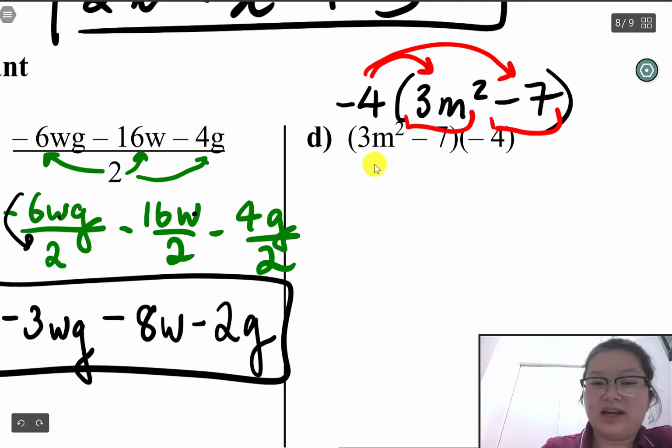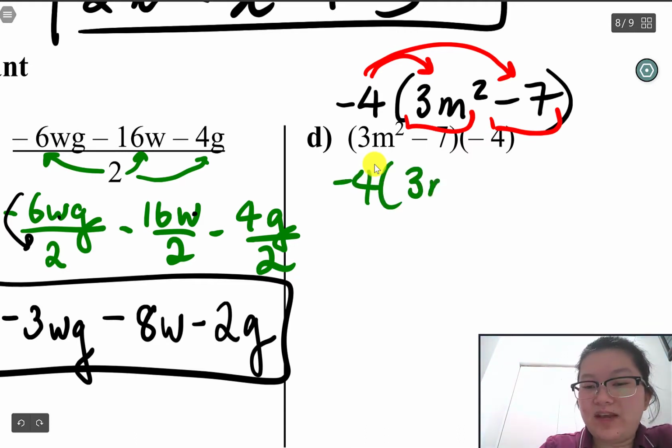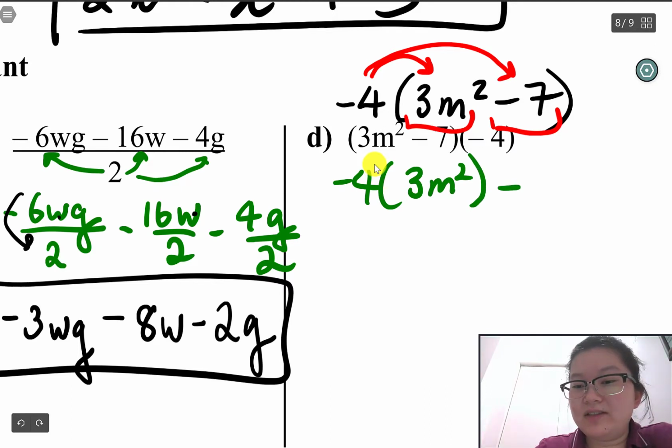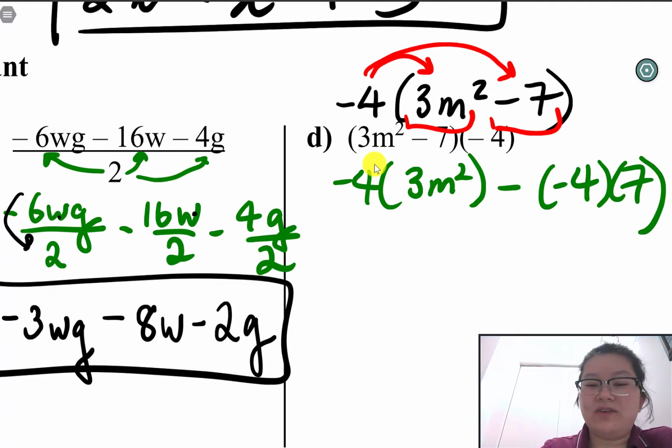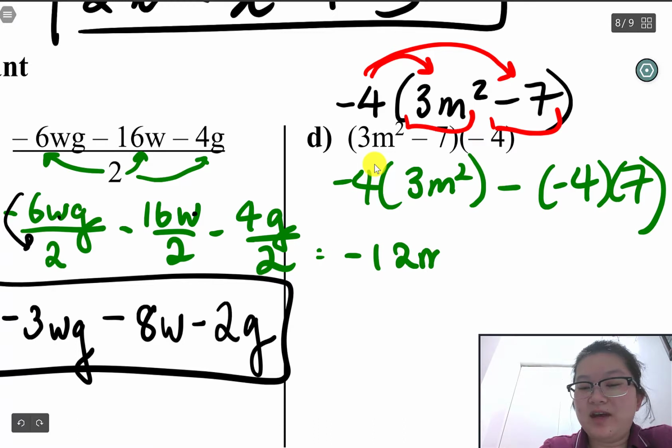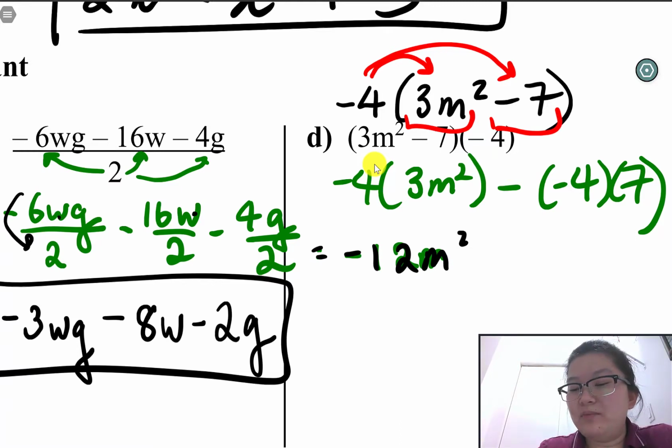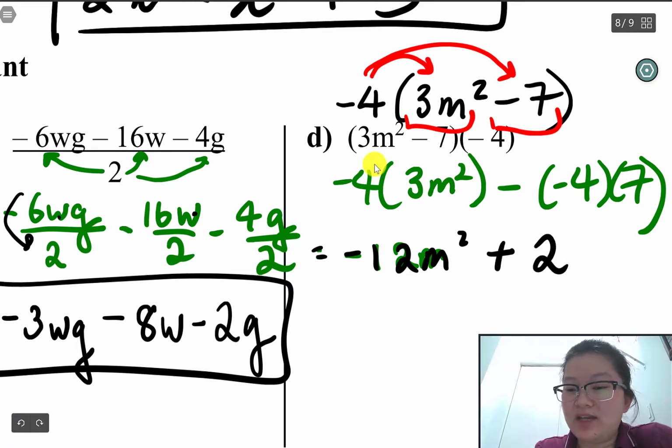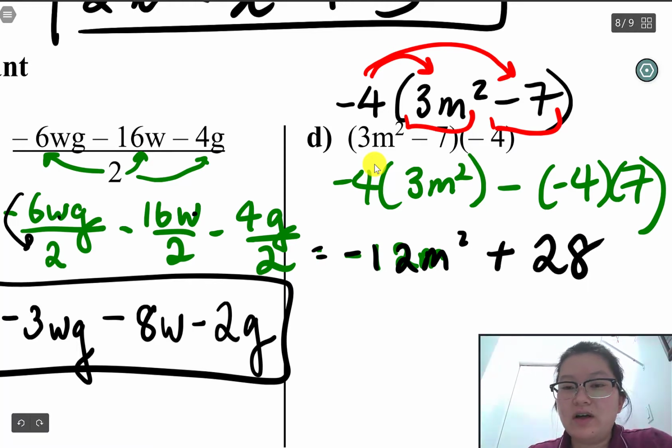So that's going to look like -4 times 3m to the power of 2 minus -4 times 7, and this is going to give us -4 times 3 is -12. Keep the m squared. Here, I'll write it in black. Okay, m squared. And I'm going to get -4 times 7, which is -28. But because I have a negative and negative, that's going to make it a positive 28. Okay, so there you go.